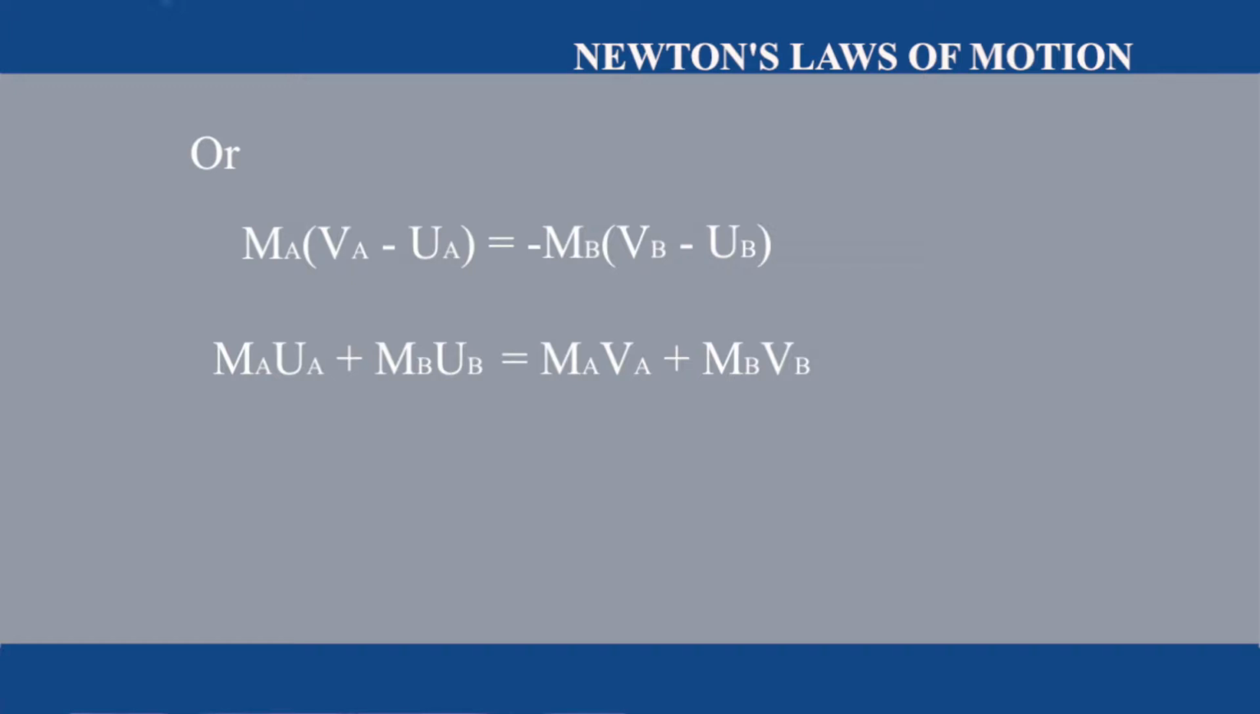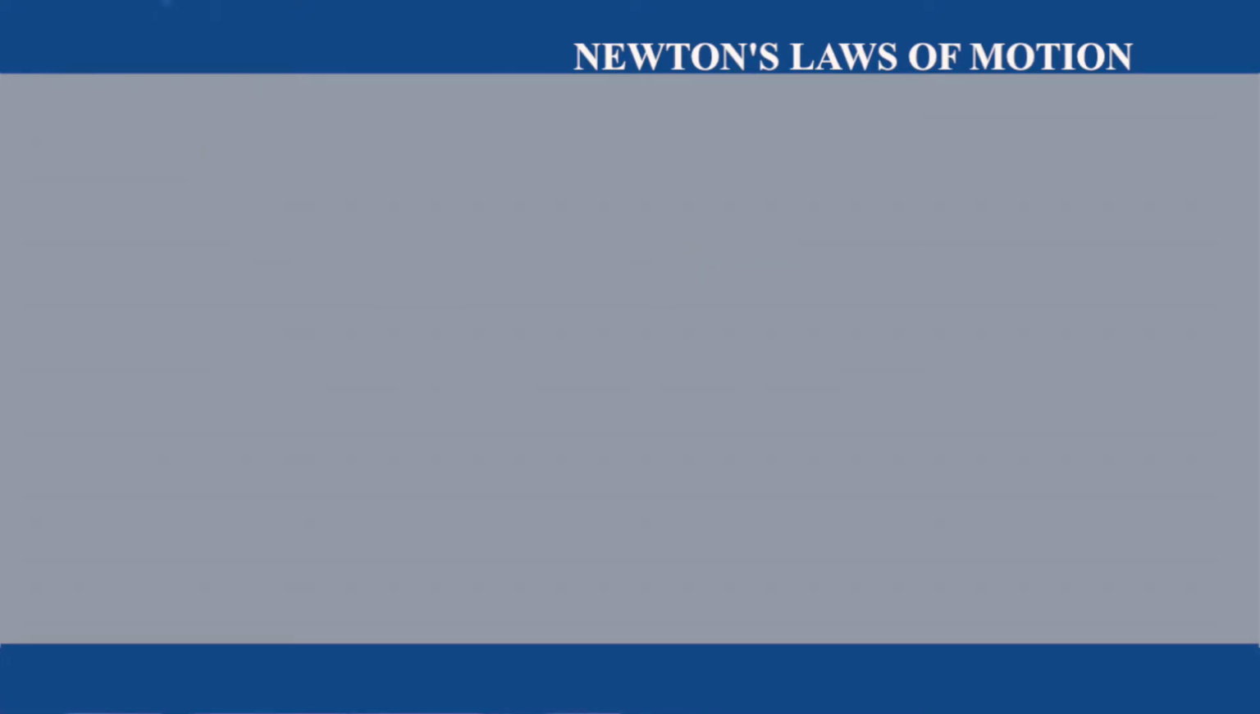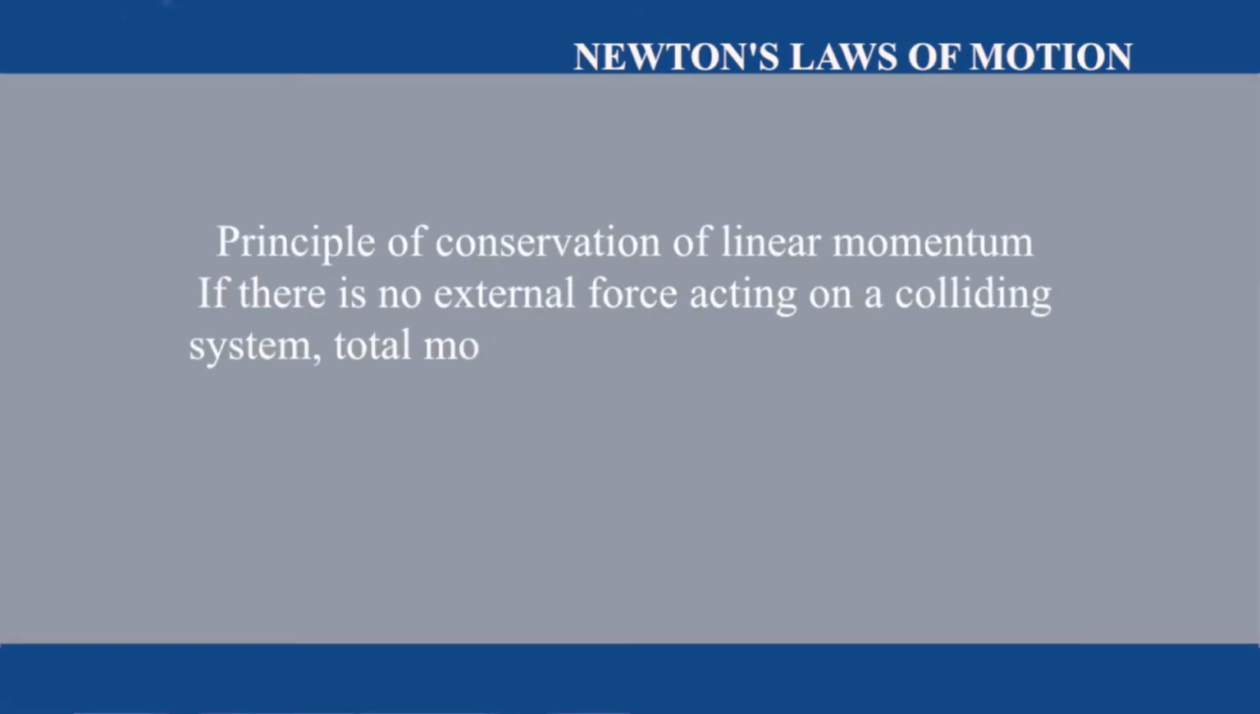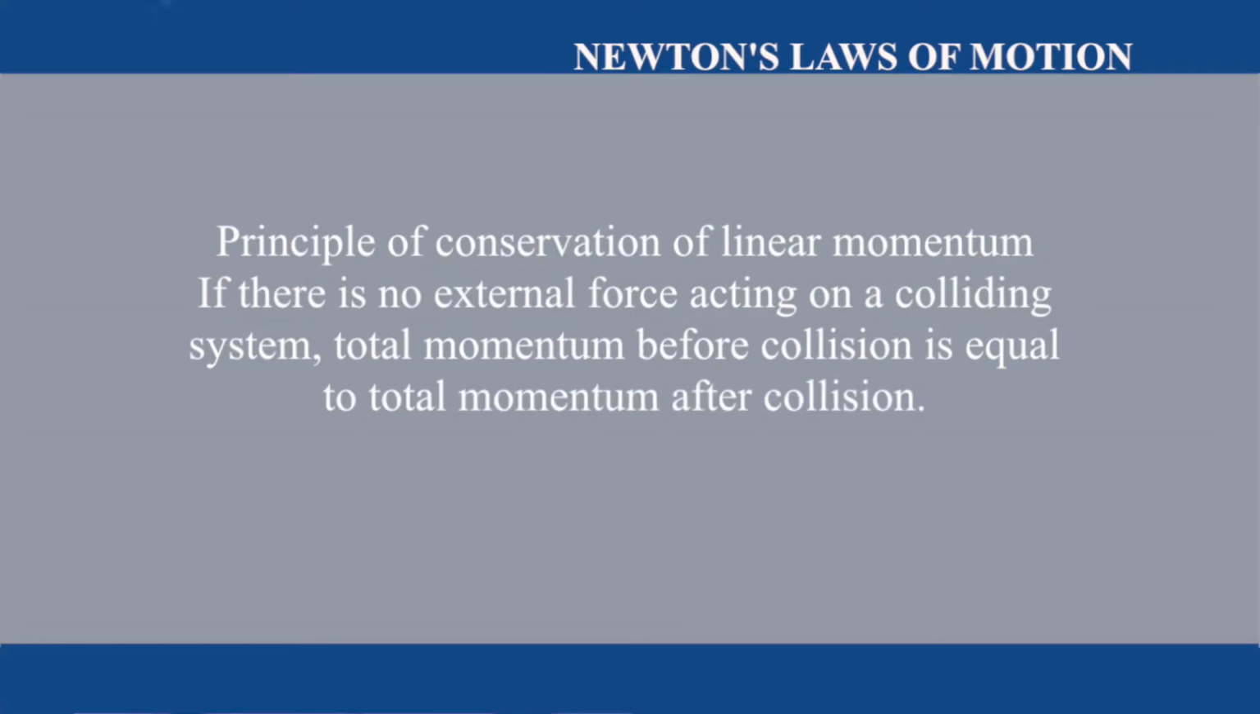Recalling that impulse is equivalent to change in momentum, it follows that the changes in momenta of the objects are equal but in opposite directions. This can be equivalently expressed as the sum of the changes in momenta being zero. Therefore, the principle of conservation of linear momentum states that if there is no external force acting on a colliding system, the total momentum before collision is equal to the total momentum after collision.